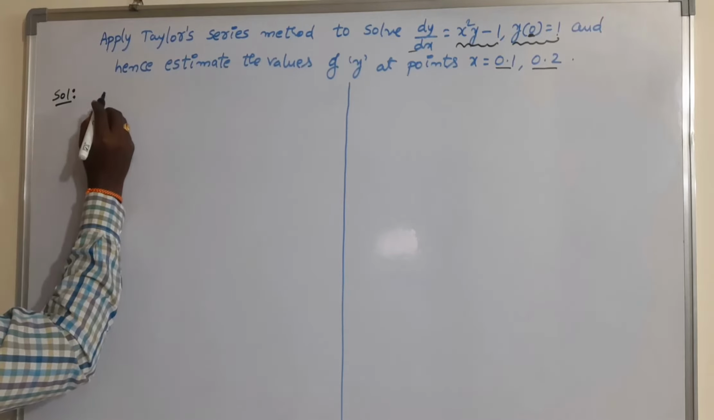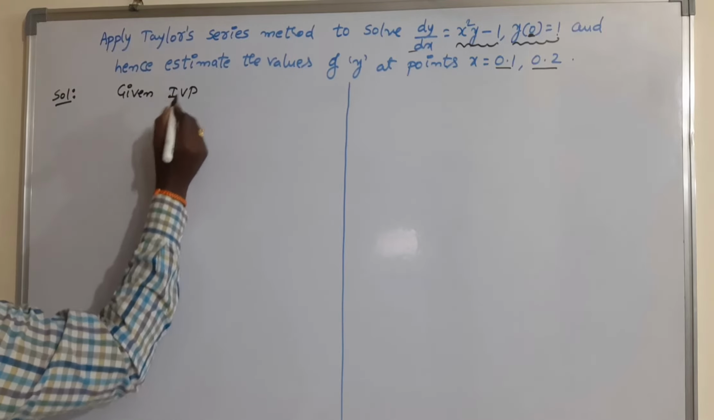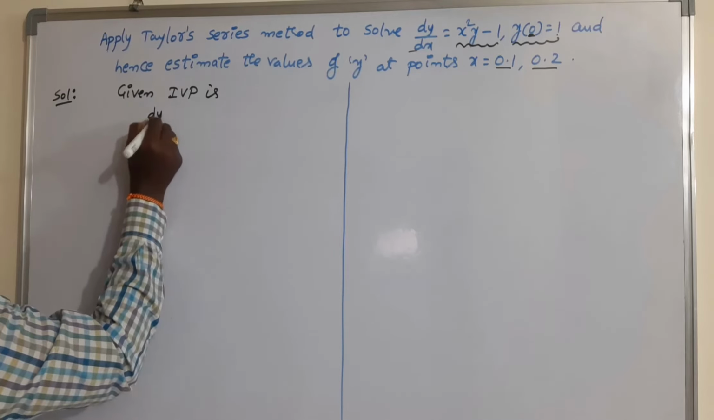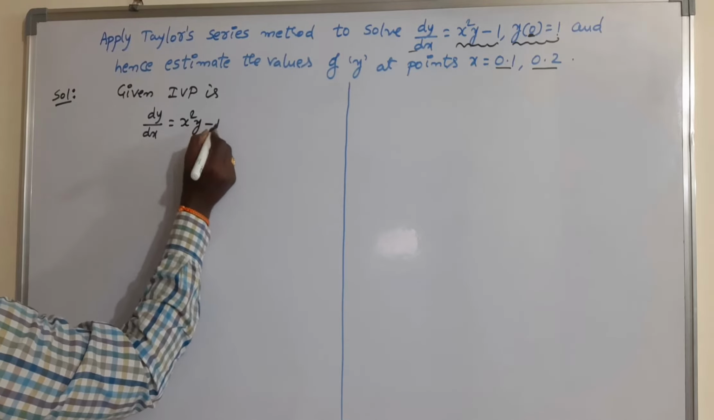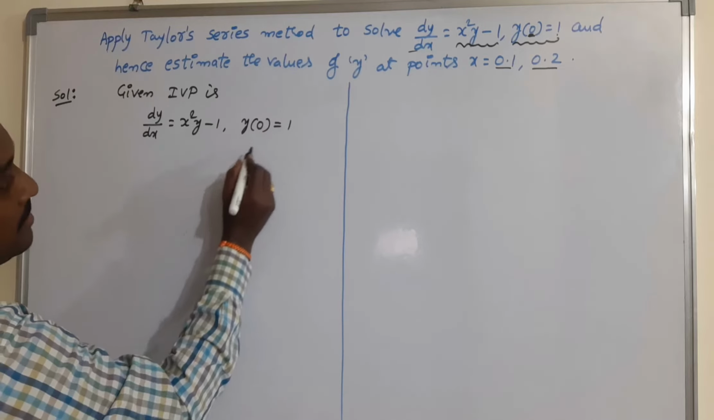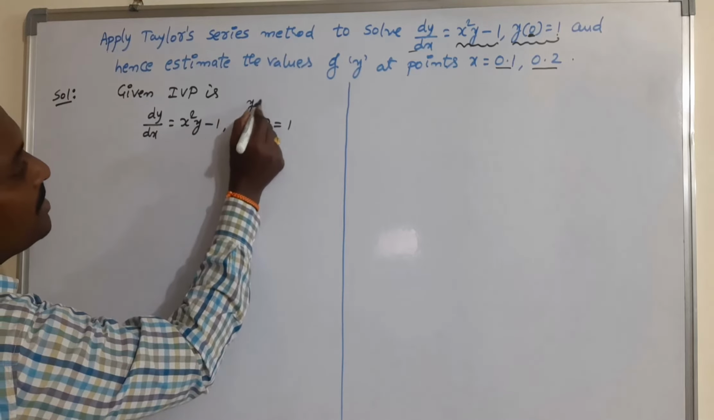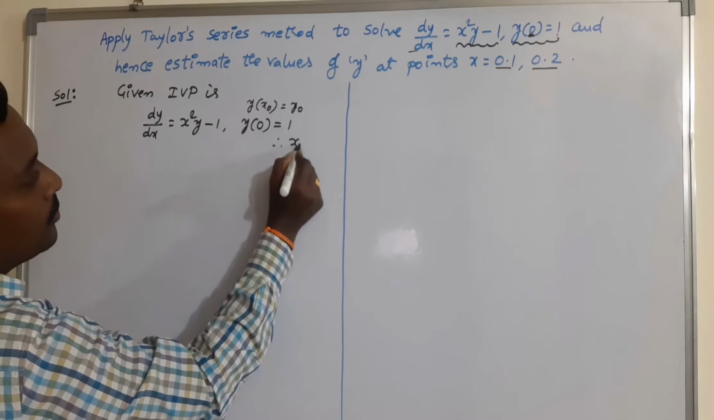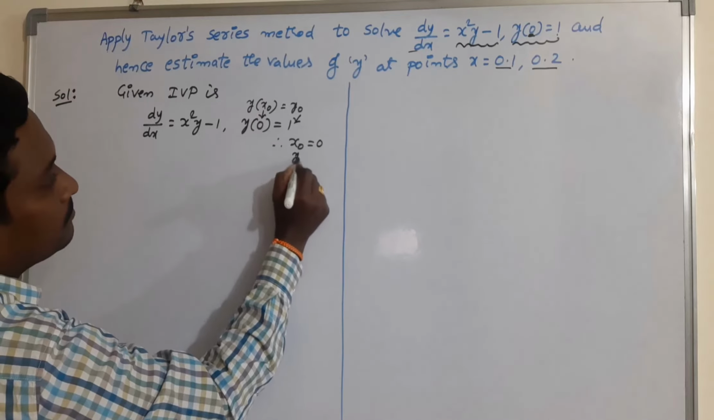So first of all write the given initial value problem. Given IVP, the short form of initial value problem, is dy by dx is equal to x square y minus 1, given condition is y at 0 is equal to 1. Here we have to compare the given initial condition with the standard form. The standard form of the initial condition is y at x naught is equal to y naught. So x naught value is 0 and y naught value is 1.